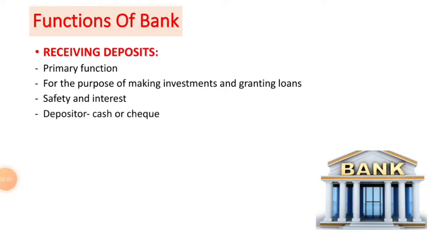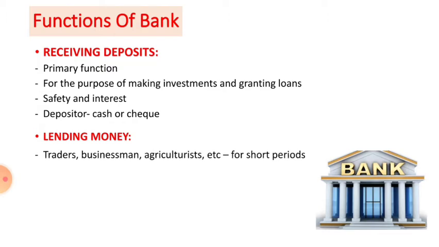Depositors can withdraw their money from their accounts in the bank either in the form of cash or checks. Second main function of a bank is lending money. A bank lends out the money which it gets in the form of deposits from the people. A bank lends money to traders, businessmen, agriculturists, etc. for short periods.